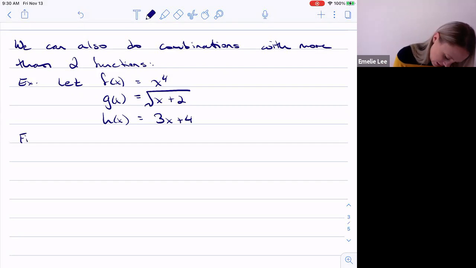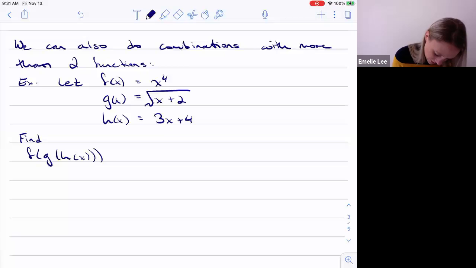So we're going to find f of g of h of x, and bracket, and bracket, and bracket. Make sure all your brackets line up.